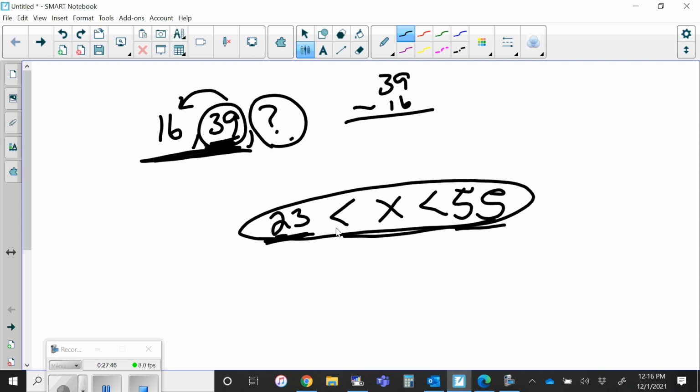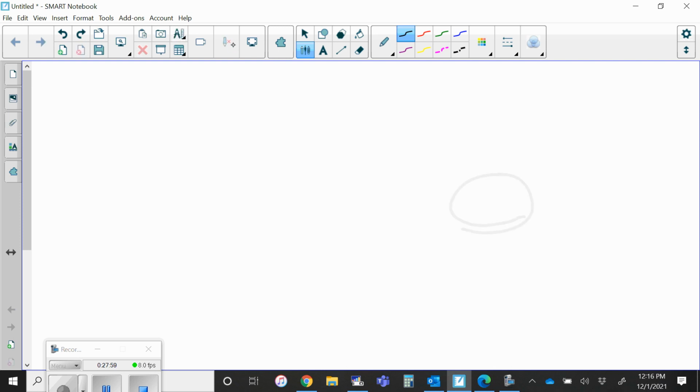But it's together. We're combining them. It's saying that it has to be bigger than 23, but less than 55. All right, find the missing side. Set up the inequality.